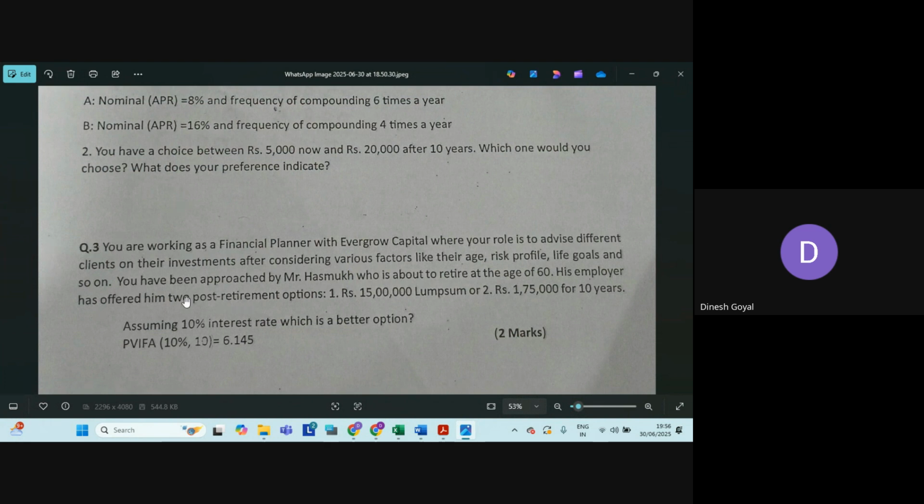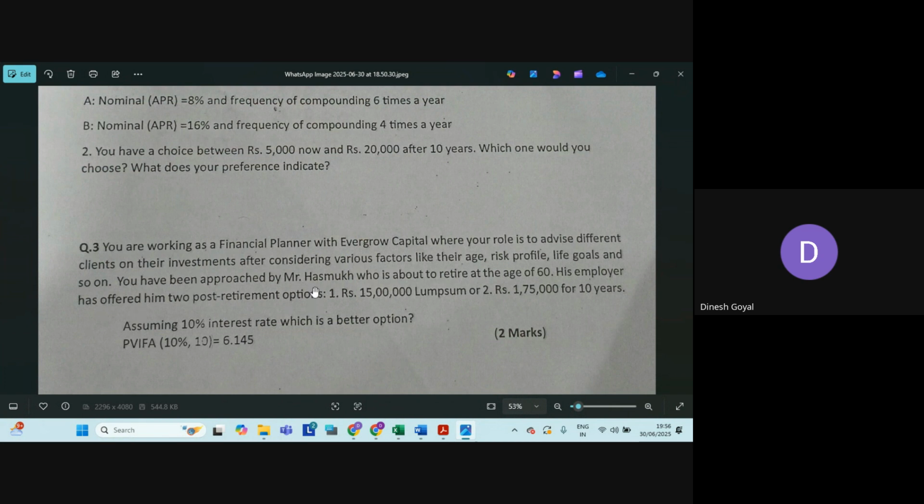Now this is question number 3. This also you can read with me and understand what is given. You are working as a financial planner with Evergrow Capital, where your role is to advise different clients on their investment after considering various factors like their age, risk profile, life goals, and so on. That is fine. These 3 lines don't have any details, so they have no real meaning.